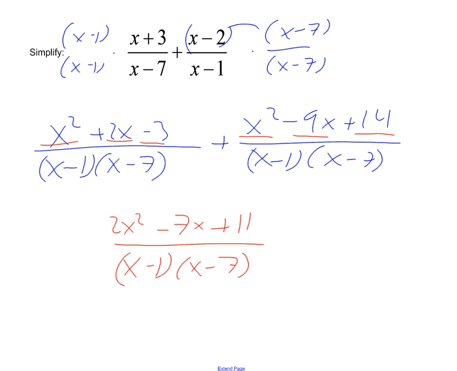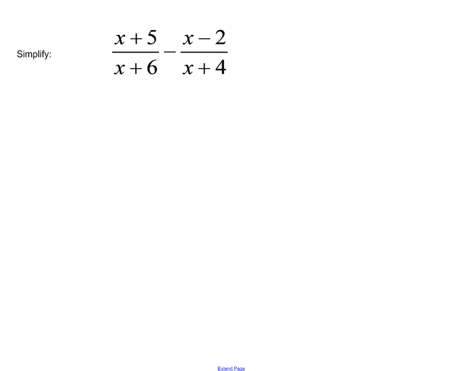How do we know that we're done? We must take a look here and see, can this be simplified? And in this case, the numerator can't be factored, and there are no common factors, so it can't be simplified, and we are finished. It's a little bit trickier when it's subtraction. Try this out, pause the video, and we will talk about it.